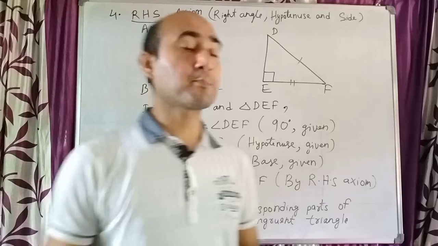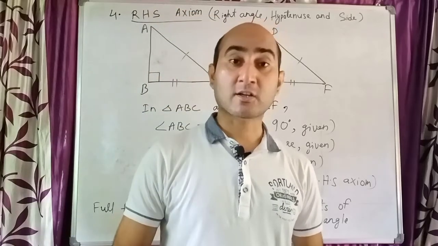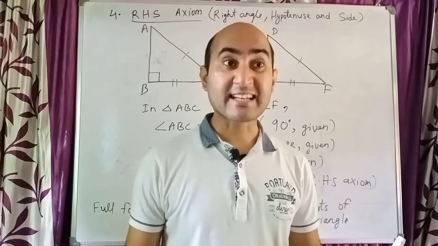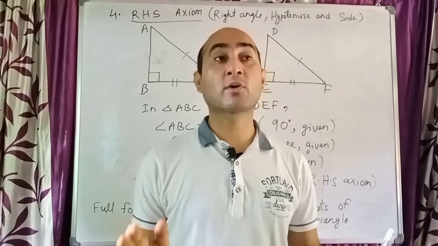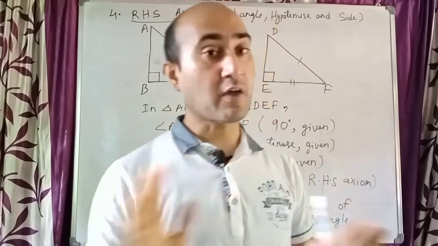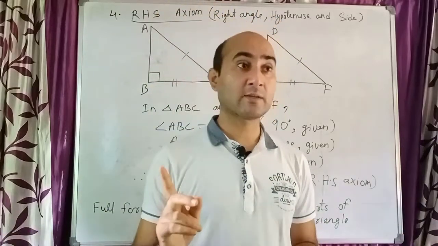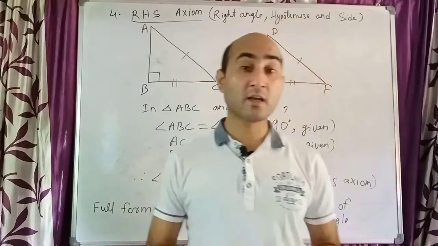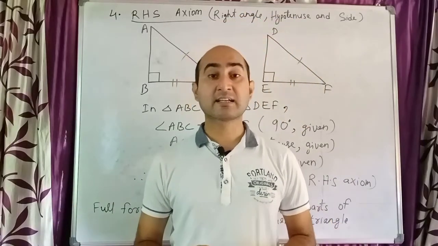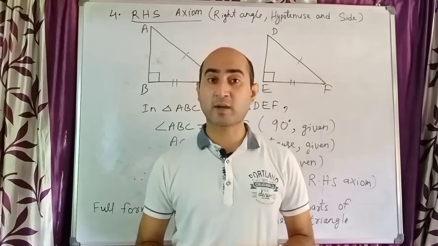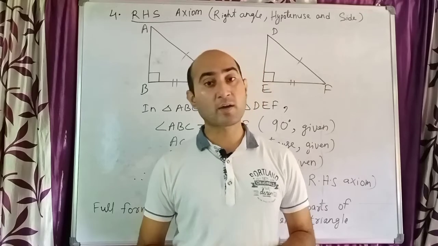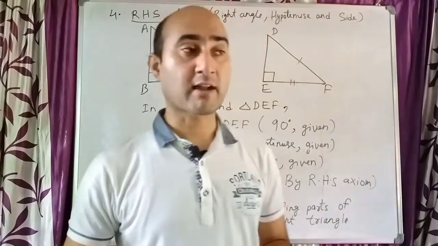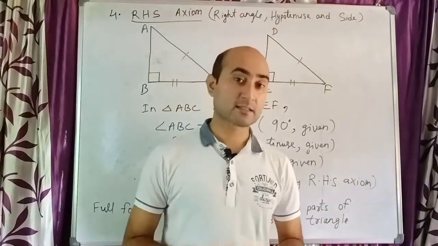Whenever you are proving two triangles congruent, and if both the triangles are right angled triangles, then you have to use the fourth condition. And for other triangles, condition number 1, condition number 2 and condition number 3. Condition number 1 was side angle side, second was angle side angle, third one was side side side, and this fourth one is RHS, that is right angle, hypotenuse and side.